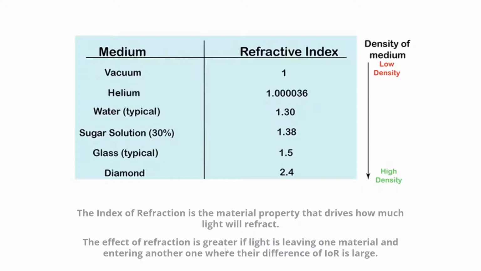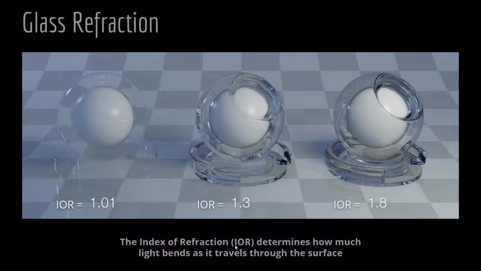So the index of refraction is the material property that drives how much light will bend or refract. The effective refraction is greater if light is leaving one material and entering another where the difference is large. As the index of refraction increases, we get greater and greater bending of light, and that medium is going to be denser. Water is 1.3, but diamond is greater than 2, which is going to bend more light. So index of refraction determines how much light bends as it travels through the surface.